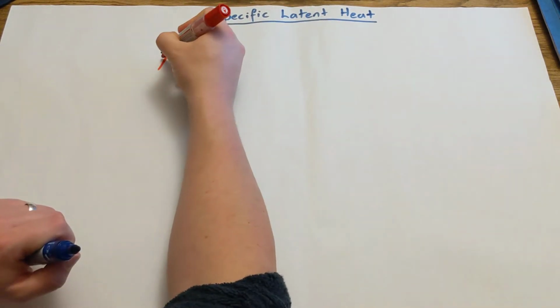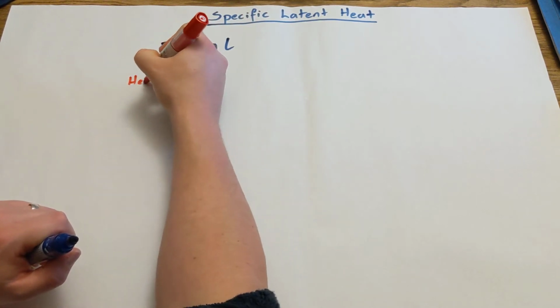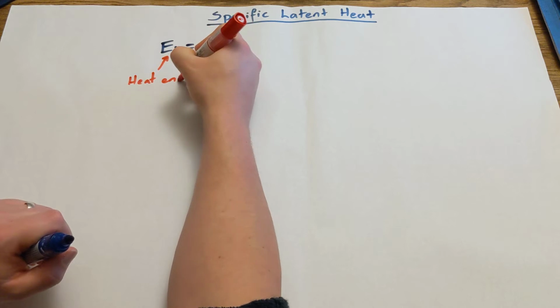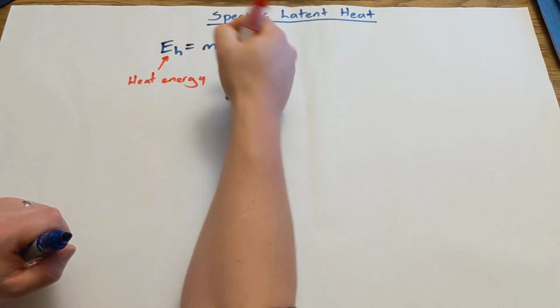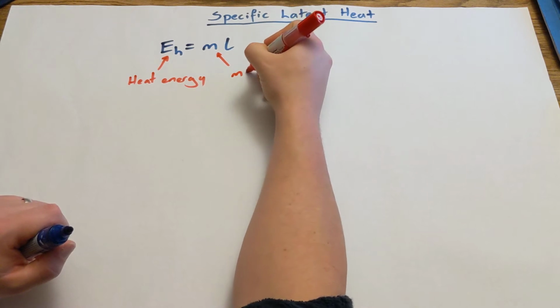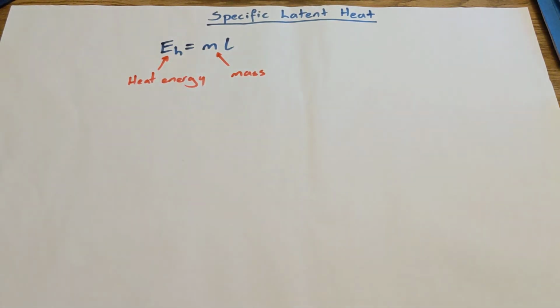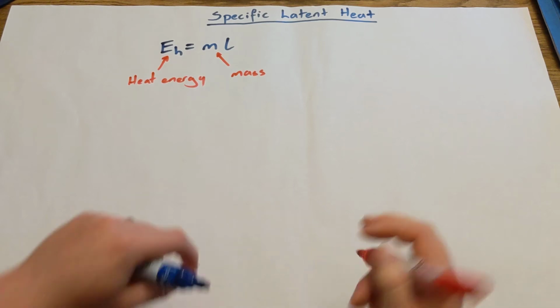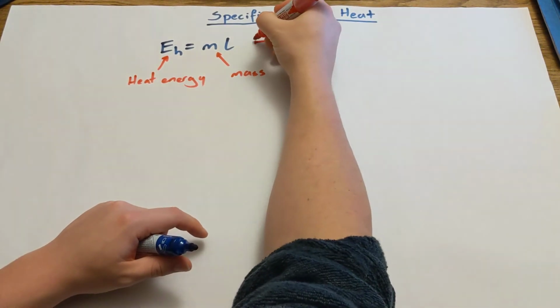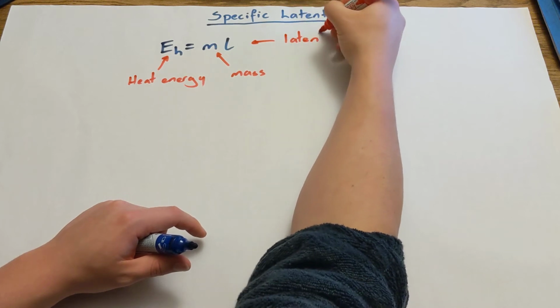Okay, E, that's our heat energy. We know it's heat energy because of a little h. m, as always, is our mass. And L is the new thing that we learned just for this. Okay, L is what we call the latent heat.